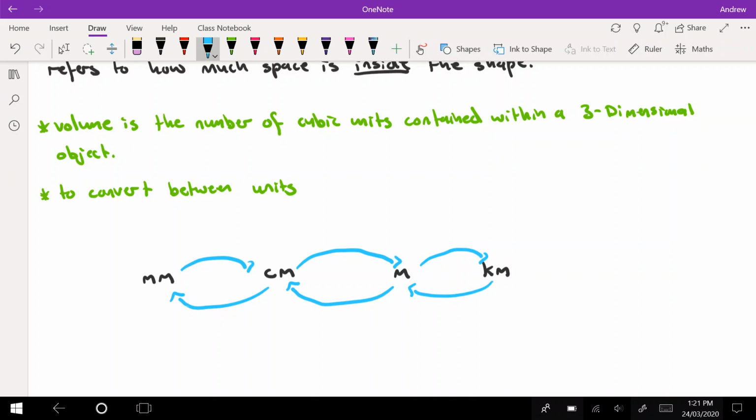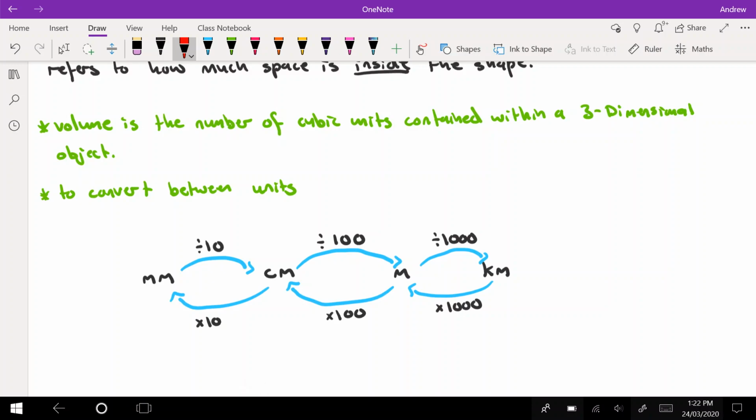So can someone remind me, how do I get from millimeters to centimeters? 10. Do I multiply or divide? If I have 10 millimeters, how many centimeters do I have? So I'm getting smaller in terms of the amount, so I divide by 10. Centimeters to meters, divide by 100. And then divide by 1,000. If I divide by 1,000 to go one way, how do I go back the other way? I times by 1,000. So these are all going to be times, and then the same numbers that we have at the top.